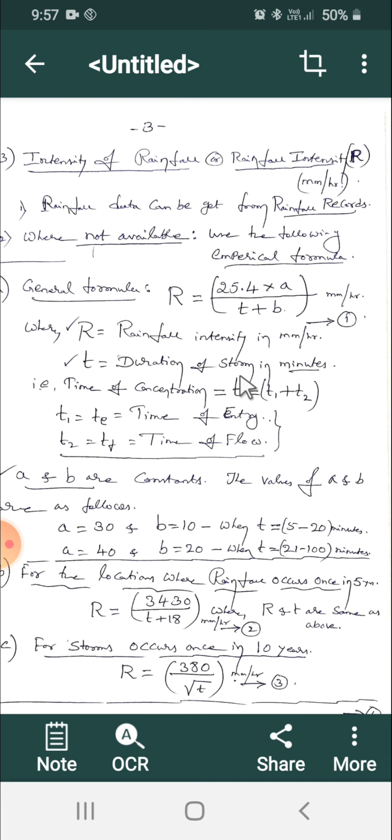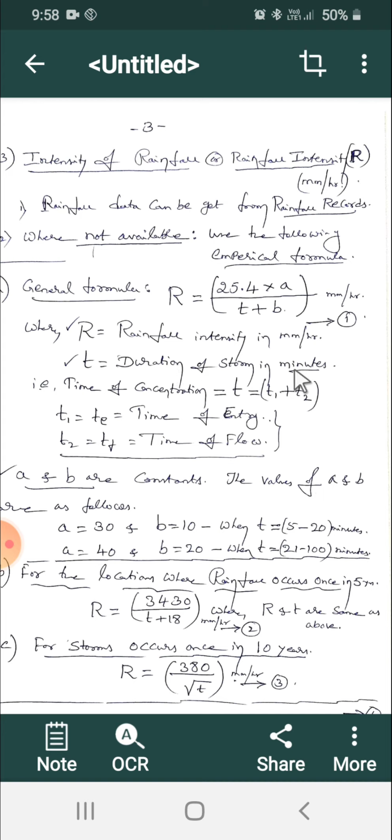This is water flowing over the surface of the ground and reaching the sewer line. That is why it is called surface runoff. Also, T is called the duration of storms in minutes. T is in minutes, not in seconds. Please remember it. If you substitute these units, whatever we are given here, then finally you will get mm per hour.